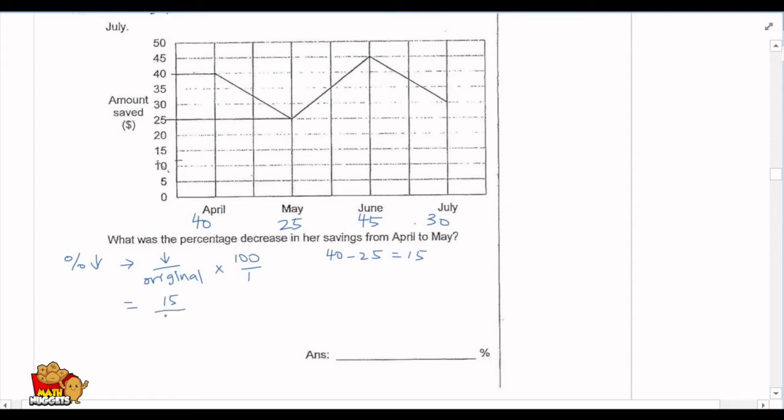15 out of the original. Original means the month that happened first, which is April, 40. So percentage, that's why we times 100. So do your cross cancellation. Okay, so I can divide by 2. Divide by 2. So this is 75 out of 2, which will give me 37.5%.